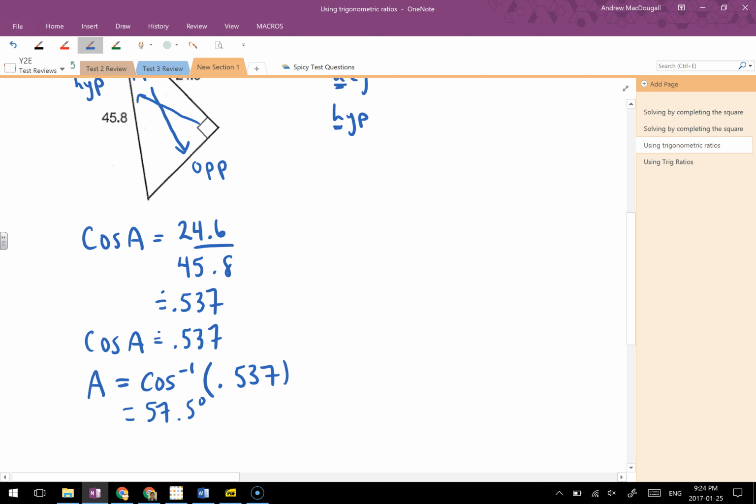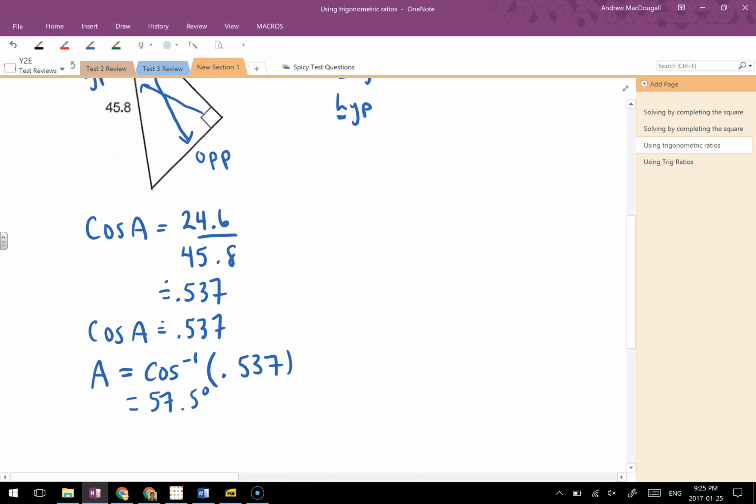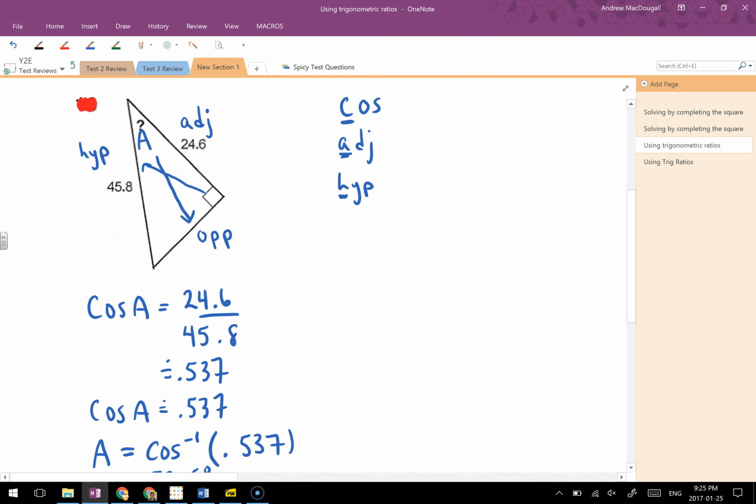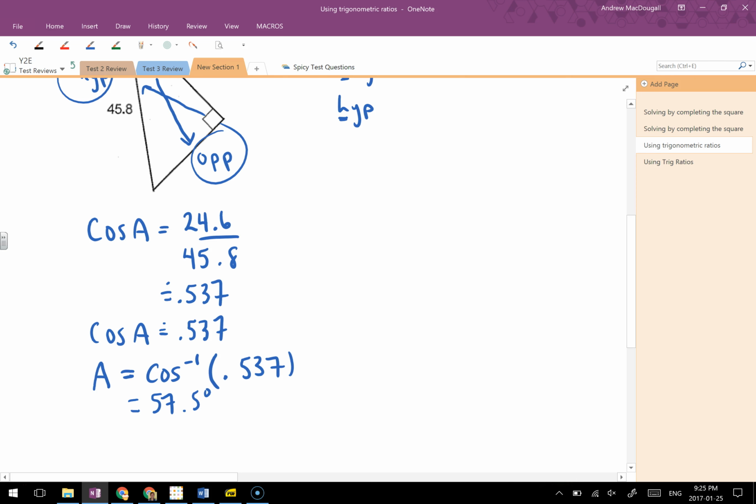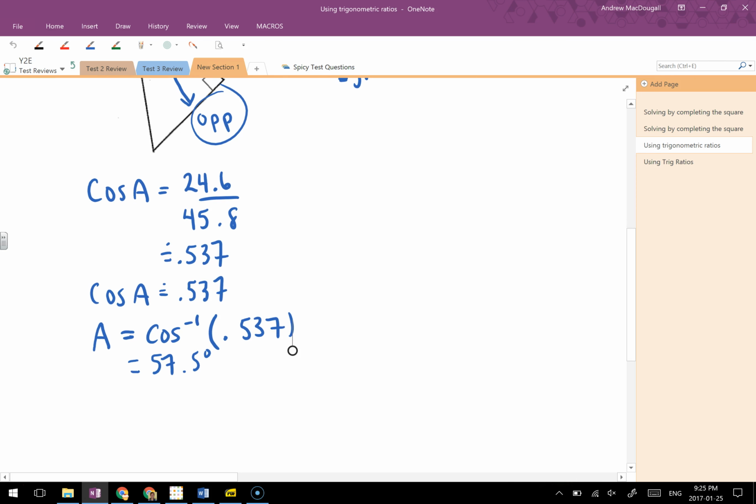So there you go. We've now done one example where we solved for an unknown side and one where we solved for an unknown angle. The most important thing in this question is always to pick the angle in question, label all the sides of the triangle relative to that angle, and then figure out which trig ratio would help you, which two sides are involved in this problem. And then using that, it's really a matter of algebra once you've set it up. Hopefully this helped, and I'll see you guys in class.